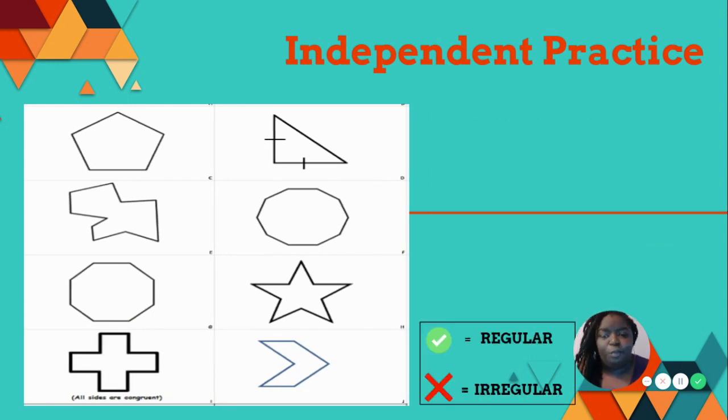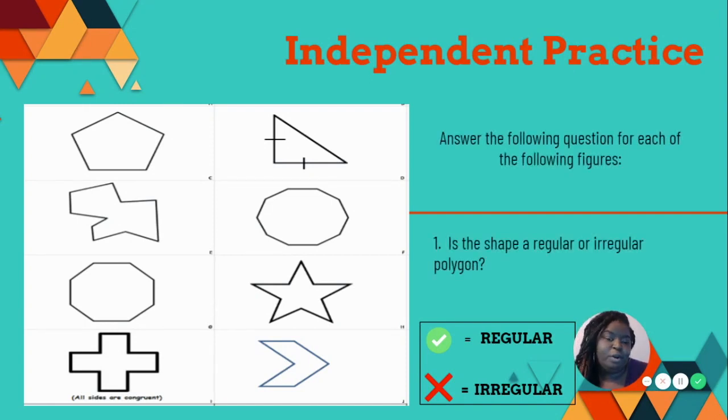All right, so I hope you've had an opportunity to figure out all 8 problems, and we're going to get to the solution. Once again, we wanted to figure out what shape is a regular and what shape is an irregular polygon. What I've done is denote that a check mark is regular and a red X is irregular.